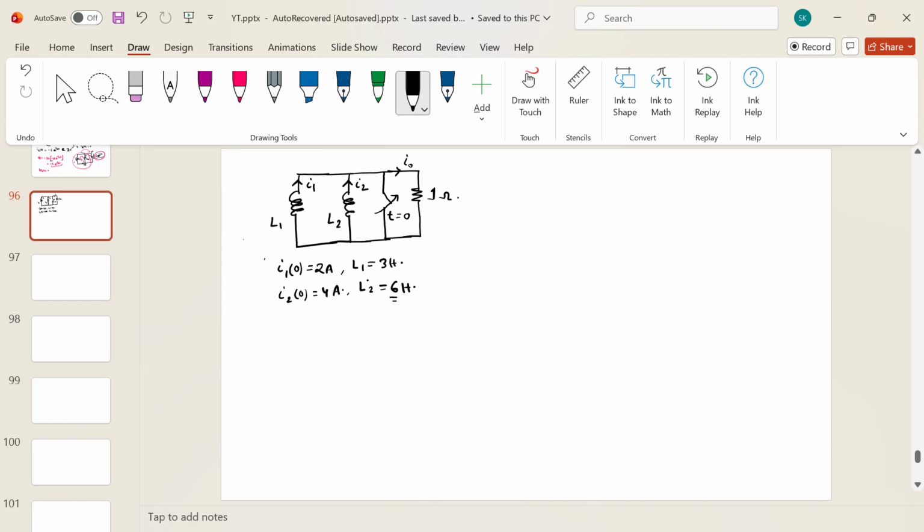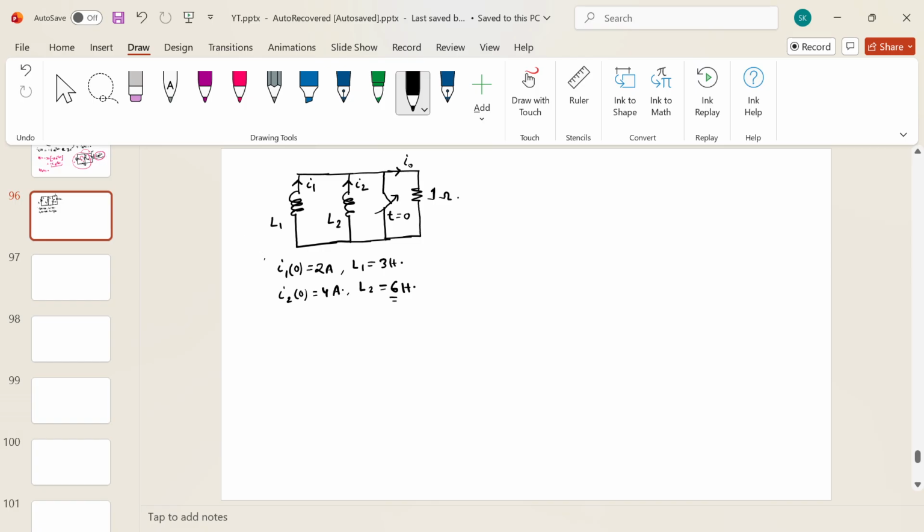and L2 has 6 Henry, and L1 and L2 have some initial currents, I1 naught and I2 naught, which are 2 ampere and 4 ampere respectively, and you are closing this particular switch at t equal to 0. So initially I was saying these two inductors will deliver the entire energy to this one ohm, but things are not straightforward. We will see what is happening basically.